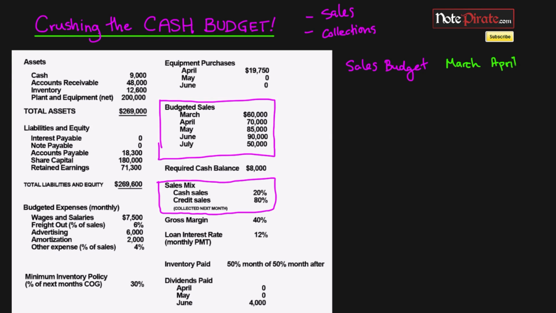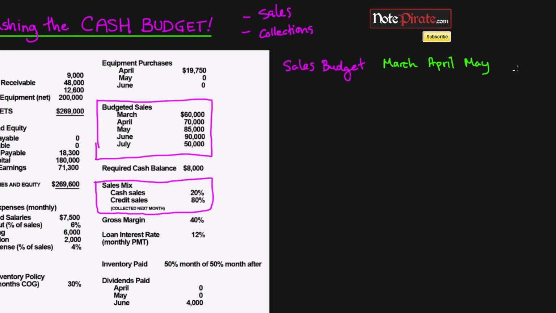April, May, and June. I just need to pan over the camera a bit so I have more room. And I'll let you know why I'm using March as well. When we go over the collections budget, you'll see what I'm talking about.